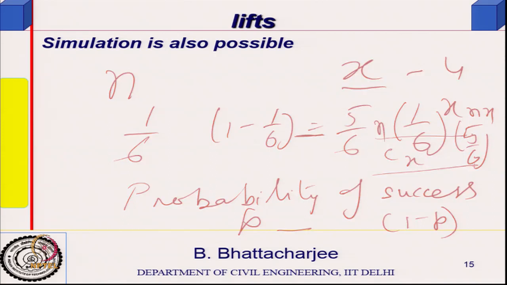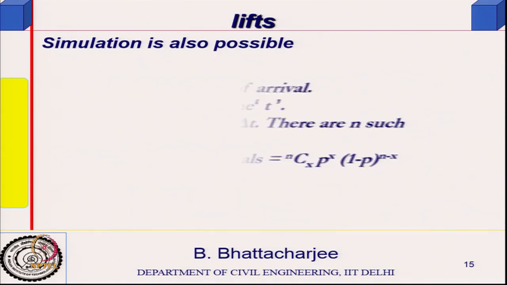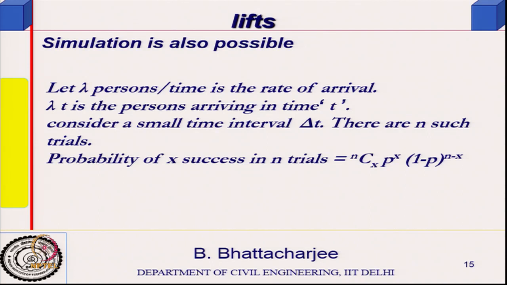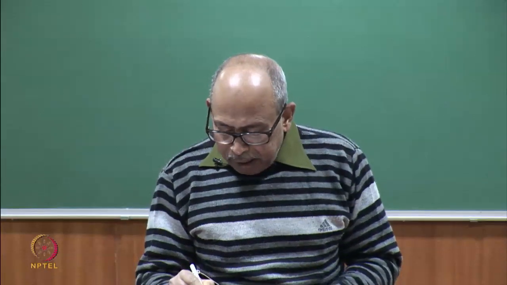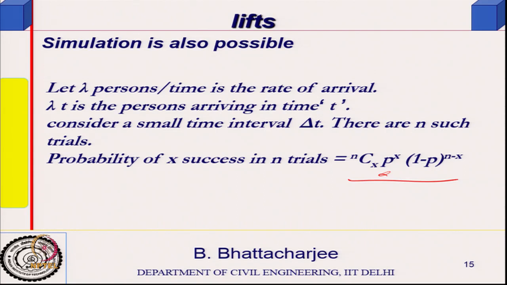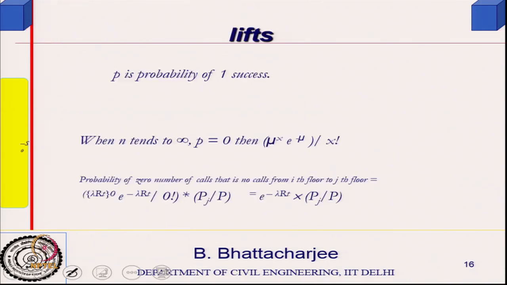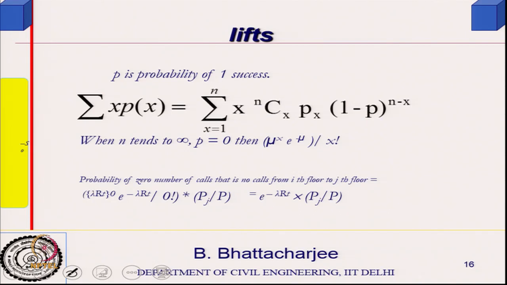Here also we are applying the same thing. As I said, I have n number of trials, so the probability of x successes in n trials is given by this formula. And when p is very small and n tends to infinity, then this is what is the Poisson's approximation. When p is the probability of one success, binomial becomes Poisson when n tends to infinity and p tends to 0; you can show this by expansion.